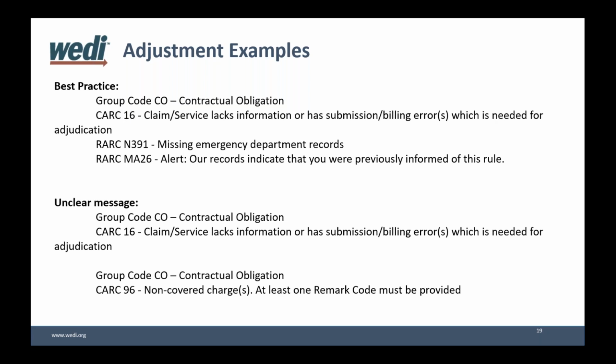So here's a couple examples. A group code CO, which is defined as a contractual obligation, can be paired with a CARC code 16, and 16 reads, the claim/service lacks information or has a submission/billing error, which is needed for adjudication. Adding on the Remark codes further defines this lack of information, as an example here is a missing emergency department record. So now the provider knows exactly what's missing.